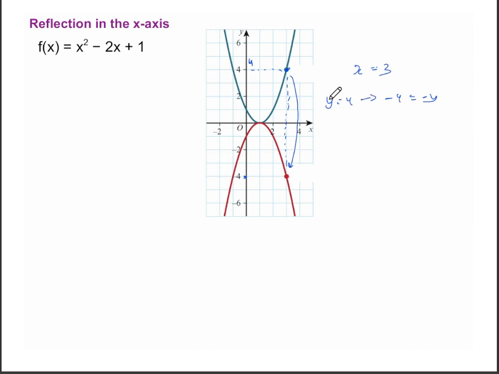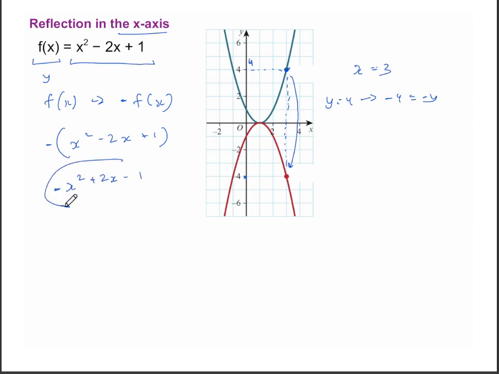And so what we're doing here is we're applying the negative to the y. And remember, the y is just the output, which is f of x, meaning you apply the function to x, you get y. And so for a reflection in the x-axis, your f of x will just become negative f of x. Okay? And so your x squared minus 2x plus 1 will just become negative of (x squared minus 2x plus 1), which will become negative x squared plus 2x minus 1. And that's going to be your new equation with the reflection.